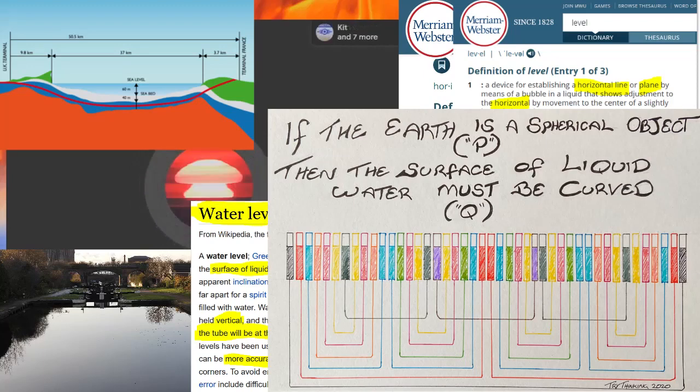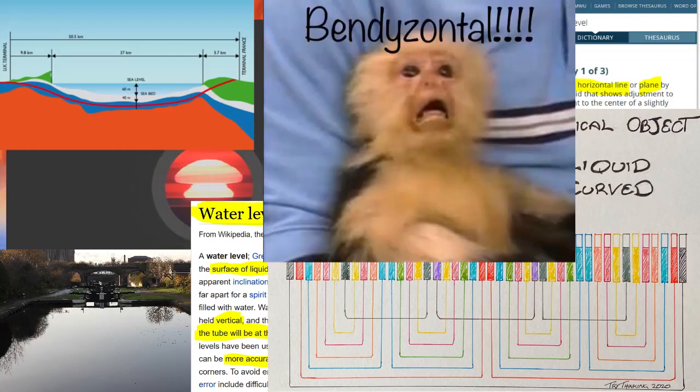Not horizontal then. So you think it's not horizontal, right? That is the definition of horizontal. Equal gravitational potential. Yes. No, you can't have that.